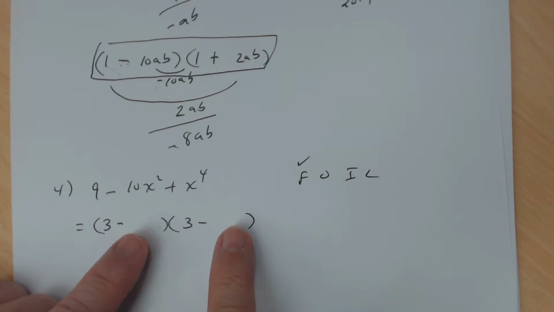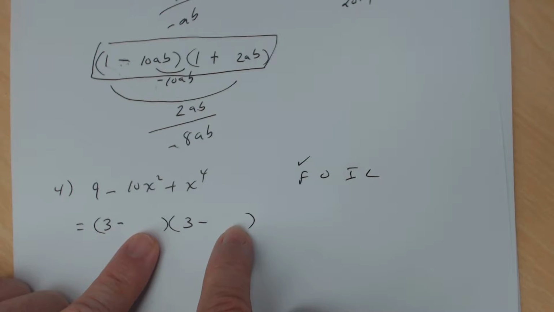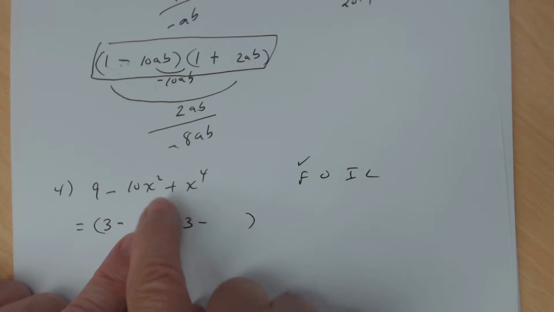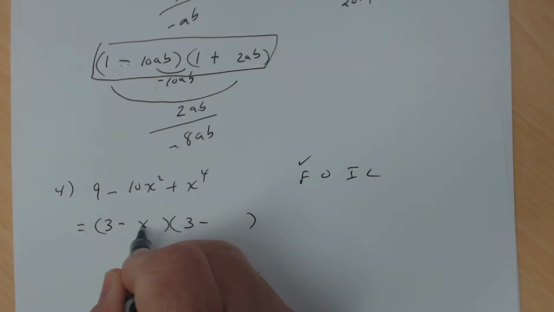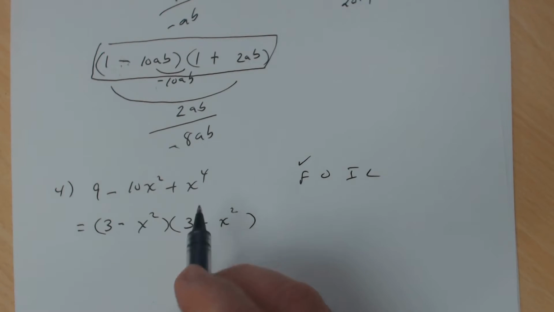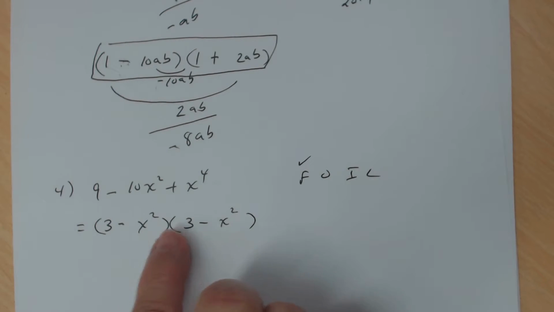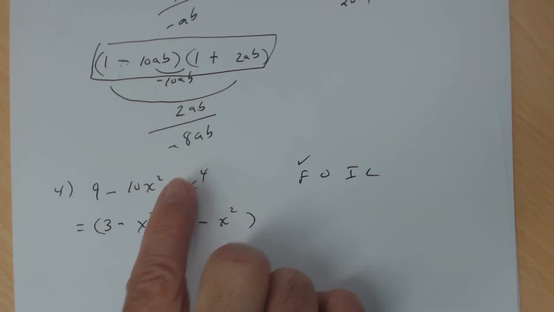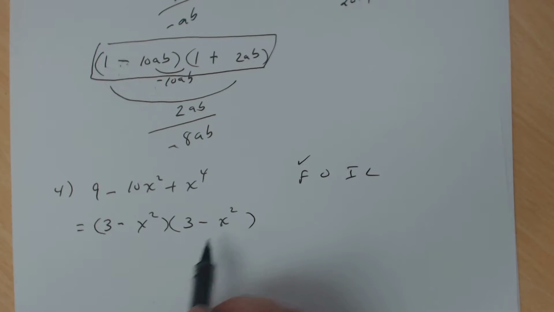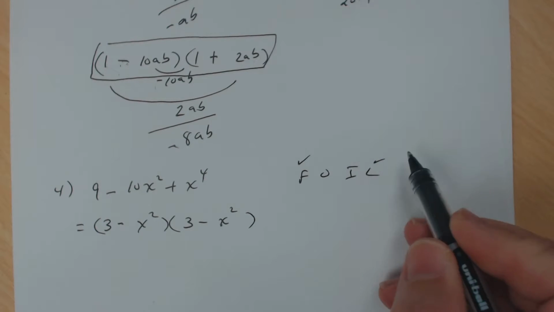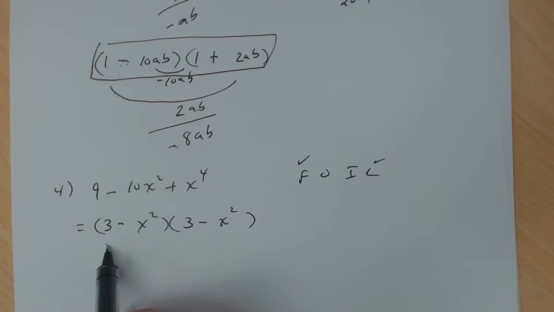So let's think about x to the 4th. What times what is x to the 4th? Well, x squared times x squared is x to the 4th, and you knew you wanted an x squared because this is an x squared. See this x squared right here? So x squared times x squared is x to the 4th, because when you multiply like bases, you add exponents. 2 plus 2 is 4. Okay, so that's where we're at.